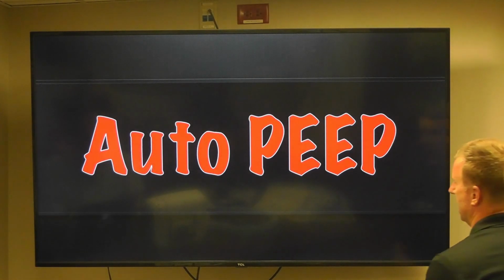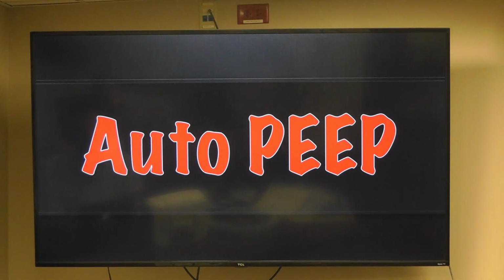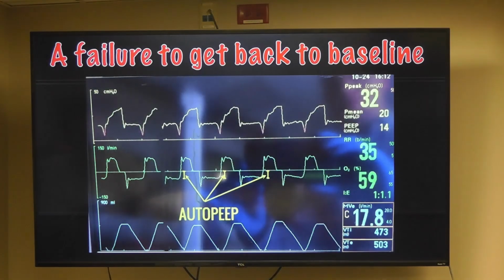Okay, auto PEEP. So auto PEEP is what we are trying to avoid by appropriately setting rate and I time. Because if we don't bring our I time down as our rate goes up, we're going to start our next breath before the last breath ended. It's called auto PEEP or breath stacking. A lot of people call it breath stacking. It's breaths being stacked on top of each other, or you getting your inhalation phase before you're fully exhaled. Does that make sense?